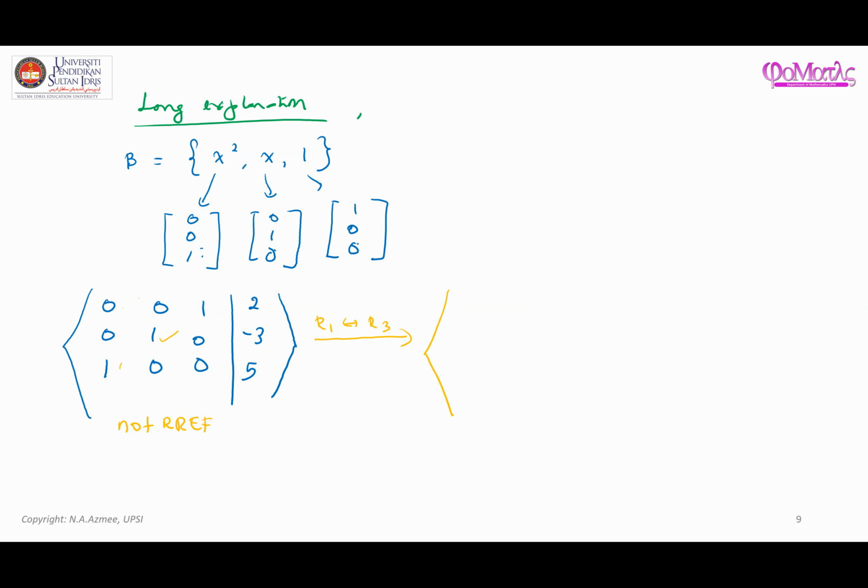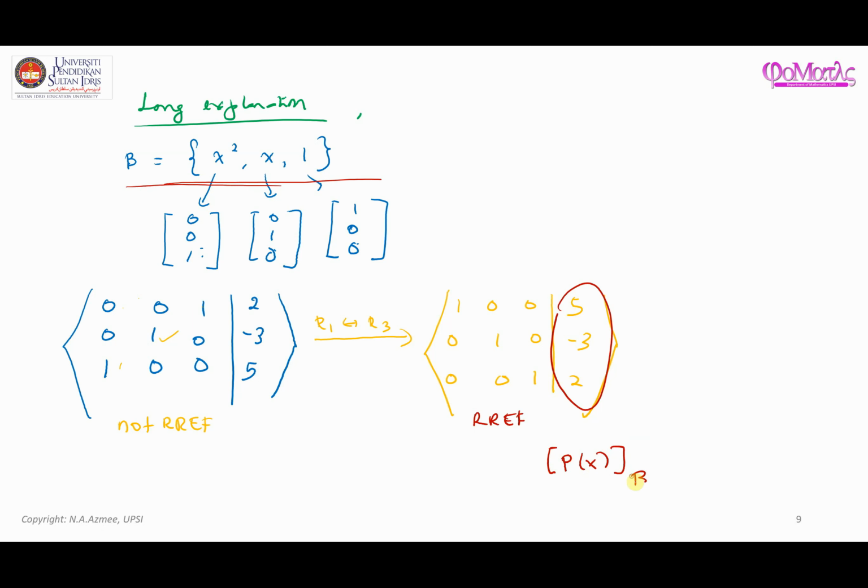So when you switch the first row and the third row, you will have 1, 0, 0, 5, 0, 1, 0, negative 3, 0, 0, 1, 2. Therefore, now since we have RREF, the coordinate vector for this with respect to basis given here is 5, negative 3, and 2.